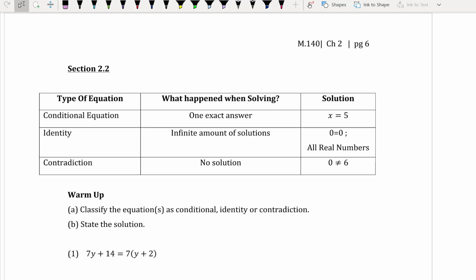Hello, Math 140 students. We are going to pick up on page 6, section 2.2. So we have different types of equations. It can be either conditional, an identity, or a contradiction.